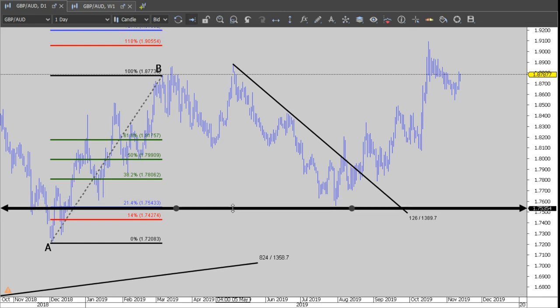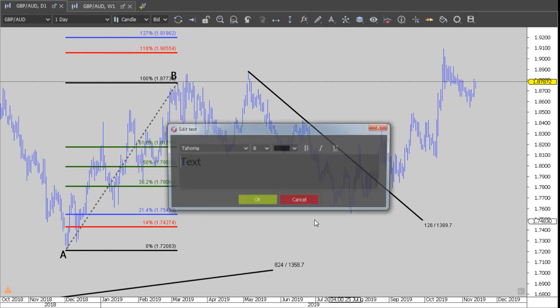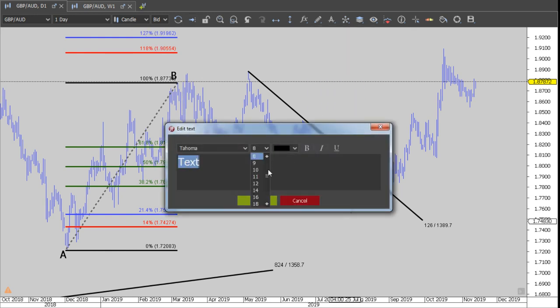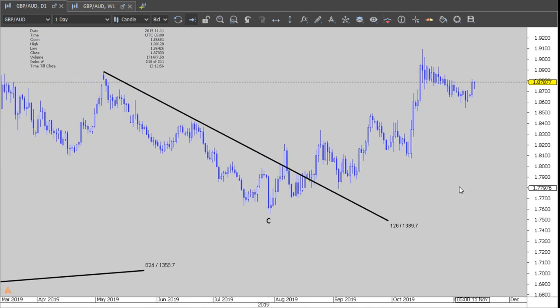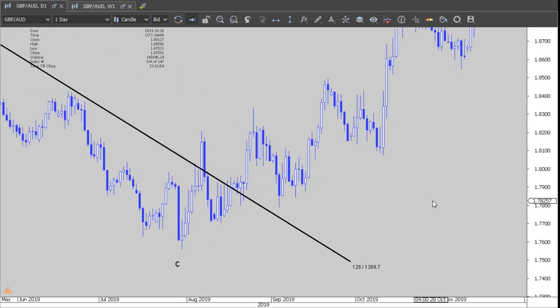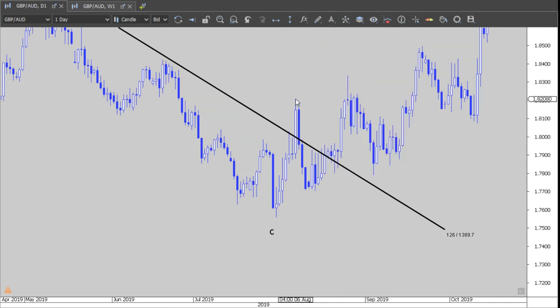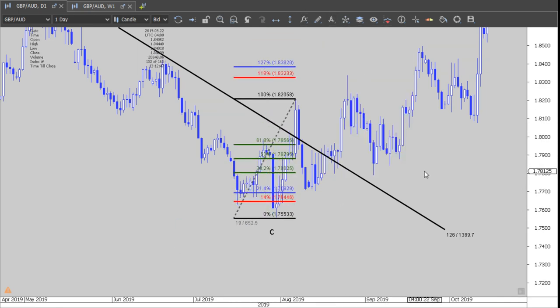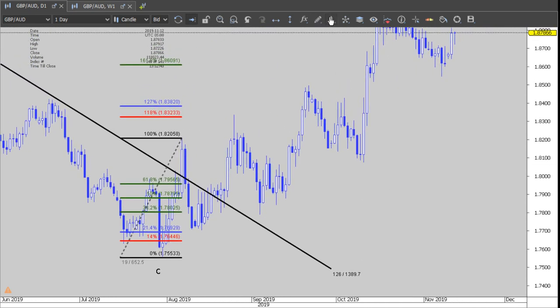The market didn't hit the blue line, so A, B, and text, this is going to be the C. This is going to be the C down here. And what can we draw? We can draw a Fibonacci of the confirmation. Fibonacci of the confirmation is here. Didn't hit the blue, if I'm not mistaken. And Fibonacci retracement.